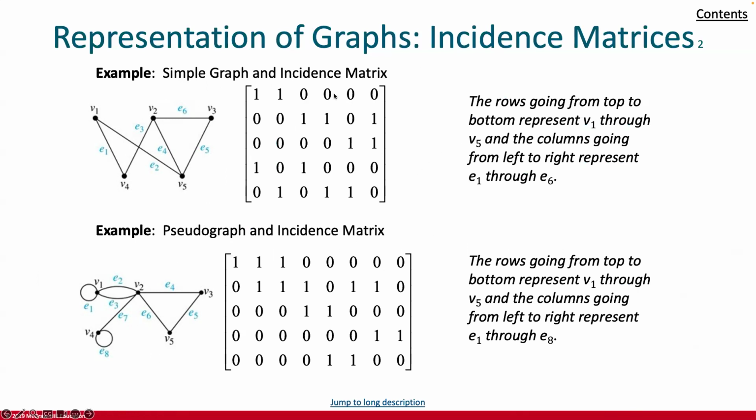So for a simple graph and incident matrix, the rows going from the top to the bottom represent V1 through V5, and the columns going from left to right represent E1 to E6. And so for the pseudograph incident matrix, the rows going from top to bottom represent V1 through V5, and the columns going from left to right represent E1 through E8.